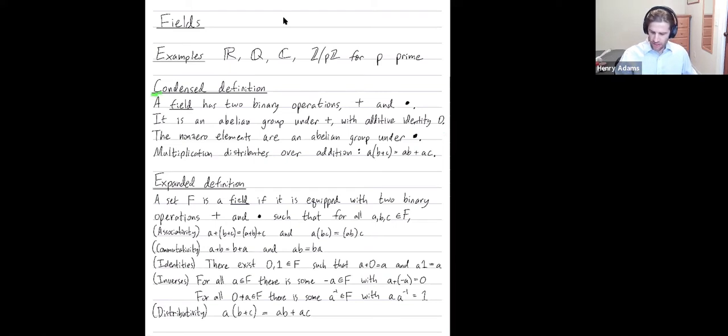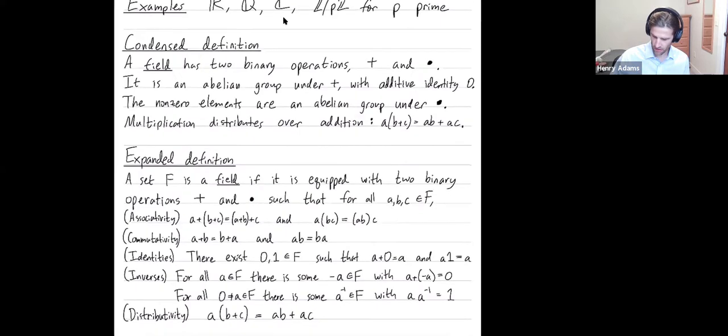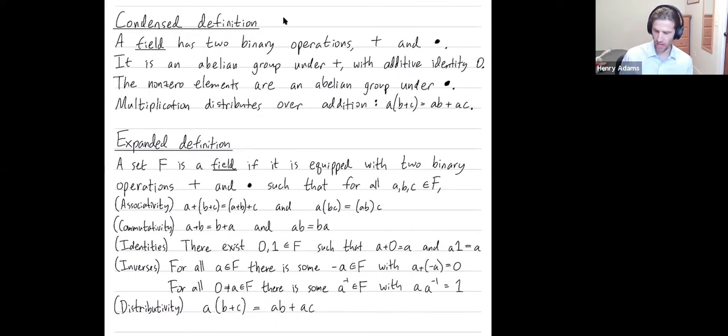This condensed definition requires a little bit more maturity, right? We're using words like abelian group. And in this class, we're just learning about abelian groups for the first time. So students often prefer this expanded definition to start. So let's look at this. A set F is a field if it is equipped with two binary operations, addition and multiplication, such that for all elements A, B, and C in our field, we have the following properties.